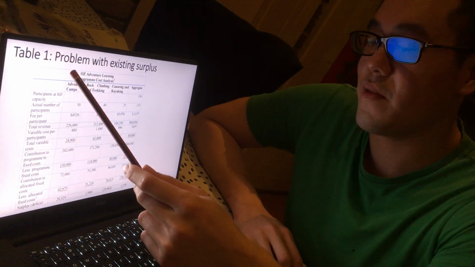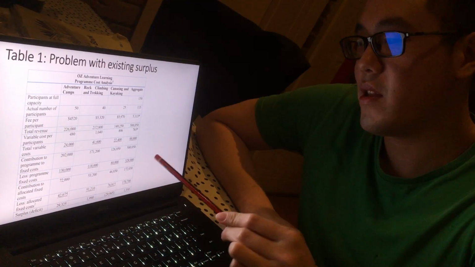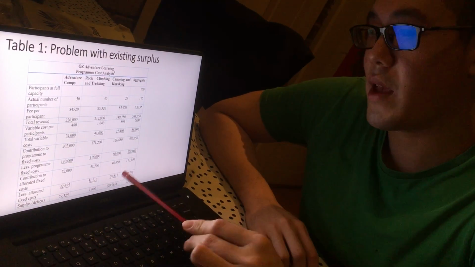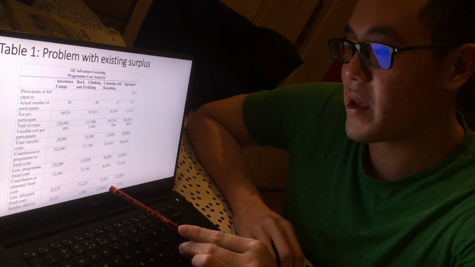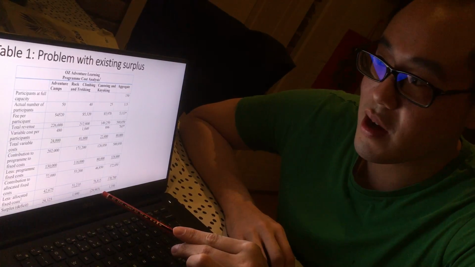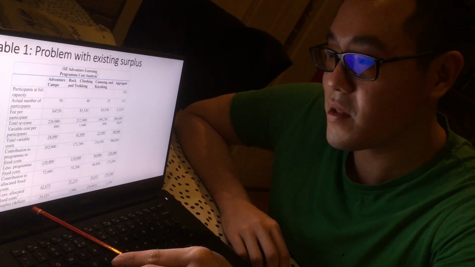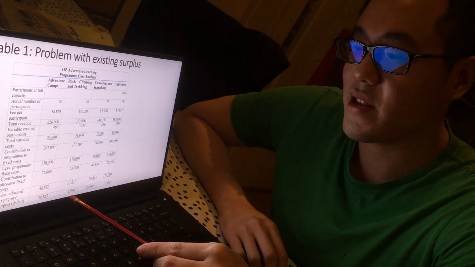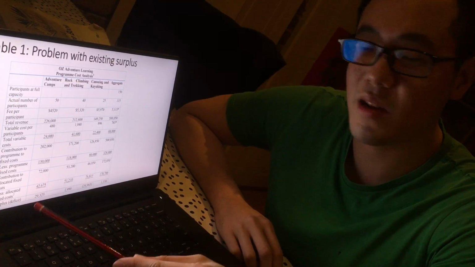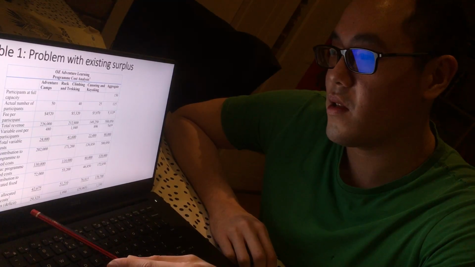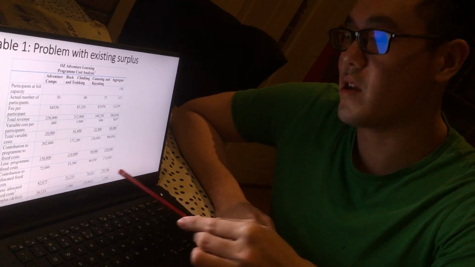The first part of the assignment deals with the problem with the existing surplus. As you can see, the existing surplus is only 1,350. And if you look into the three programs, canoeing and kayaking has a very big deficit of almost 30,000, adventure camps have a surplus of almost 30,000, and rock climbing and trekking has a very small surplus of $1,900. This is very unhealthy because the surpluses are not balanced, and adventure camps have to make up for the loss of canoeing and kayaking, resulting in a very low surplus.